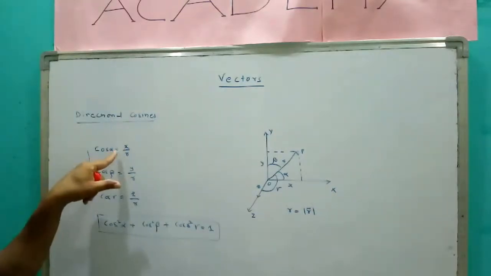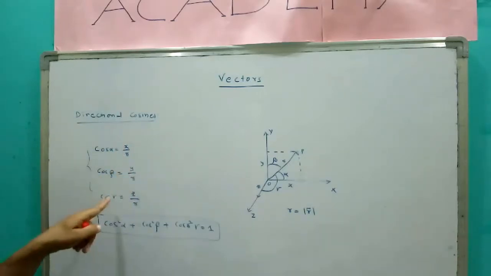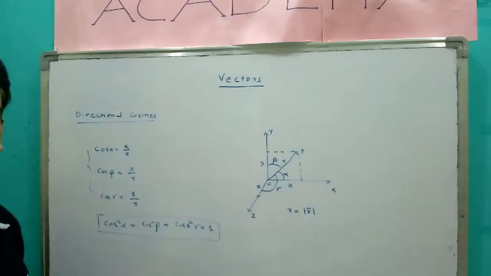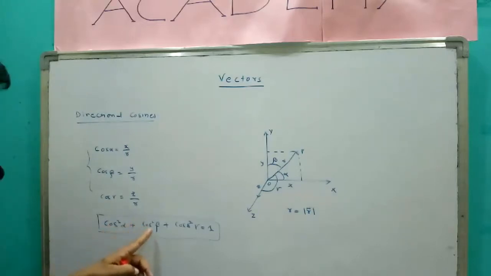Here I discussed only directional cosines. Cos alpha equal to x by r, cos beta equal to y by r, cos gamma equal to z by r. That is, we got one relation: cos square alpha plus cos square beta plus cos square gamma equal to 1.